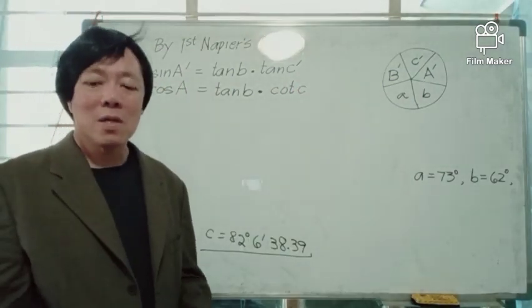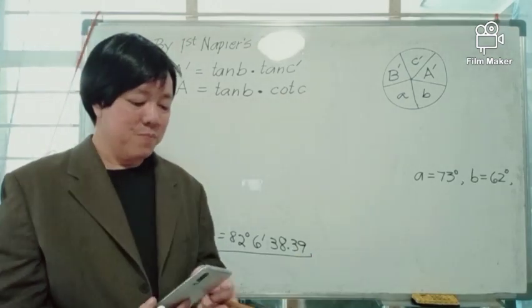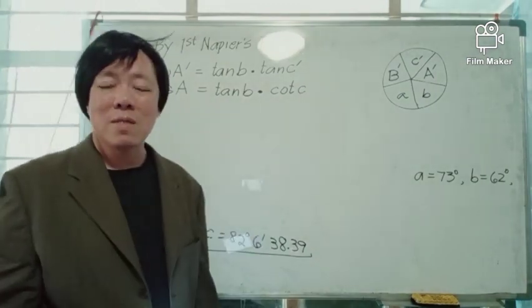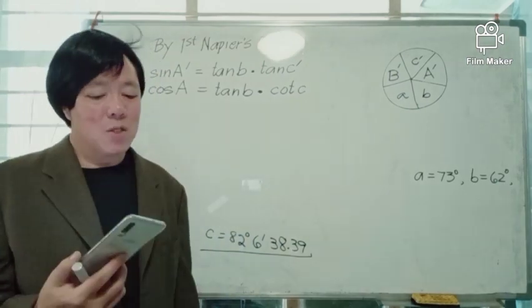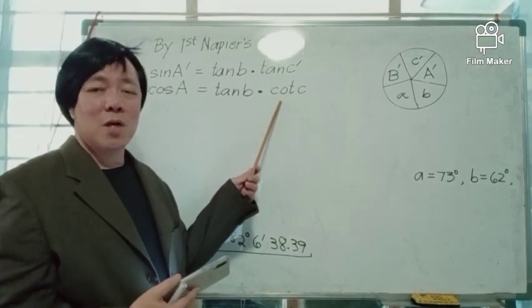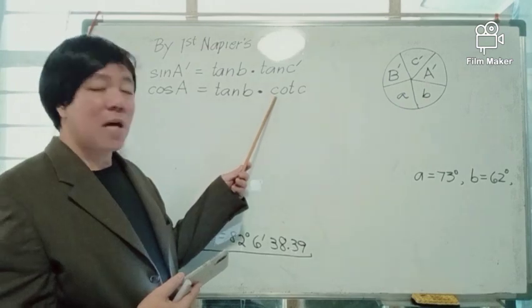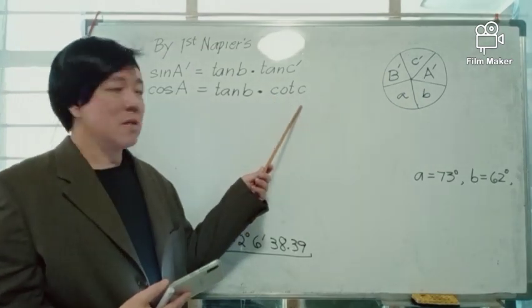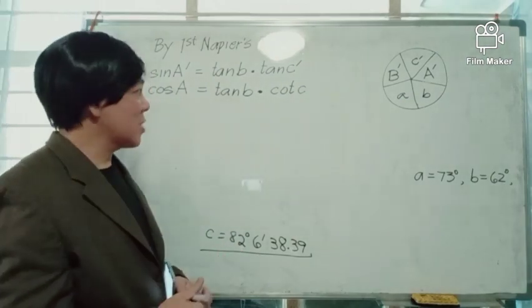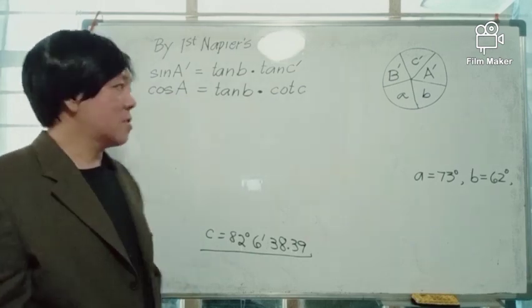But in our calculator, we do not have a cotangent function. We only have the first three basic trigonometric functions in the calculator: sine, cosine, and tangent. So we use a trigonometric identity to rewrite cotangent of angle small c. By the reciprocal identity, cotangent of c is equal to the reciprocal of tangent.